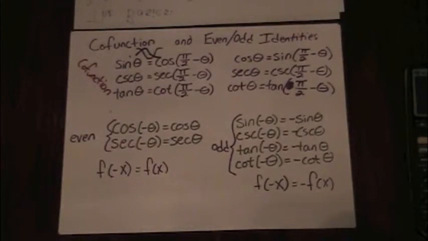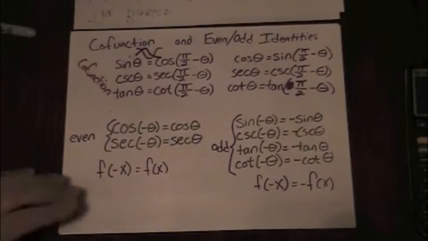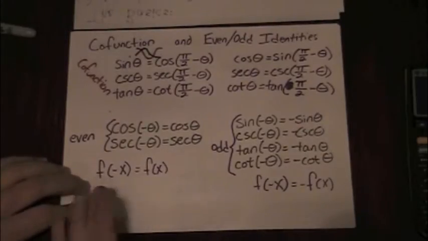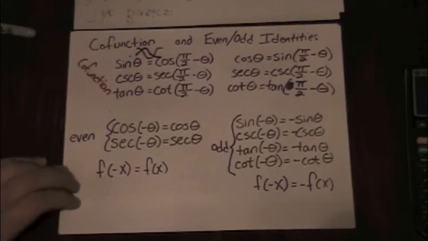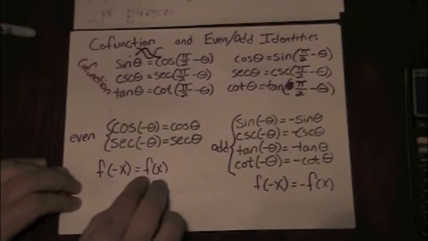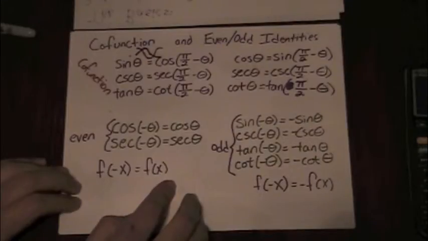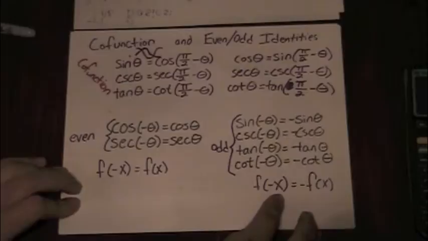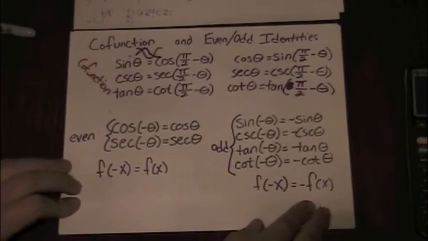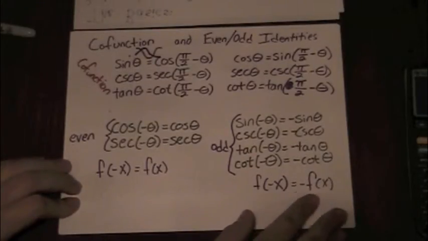The even and odd identities are related to the even and odd function definitions. Remember that an even function has the property that if I plug in the opposite of x, so f of negative x, it gives me the same value that f of x does. An odd function is such that if I plug in the negative value, f of negative x, it gives me the opposite, the value of f of x, so negative f of x.